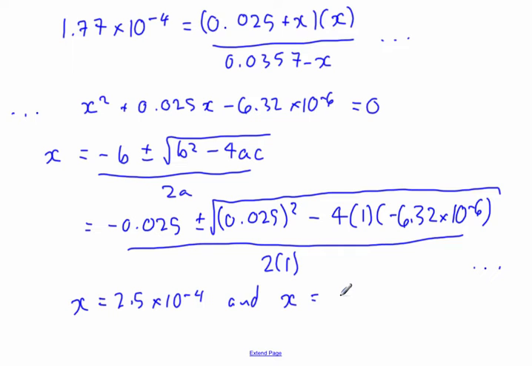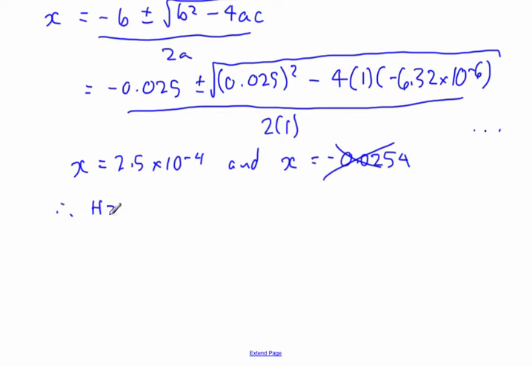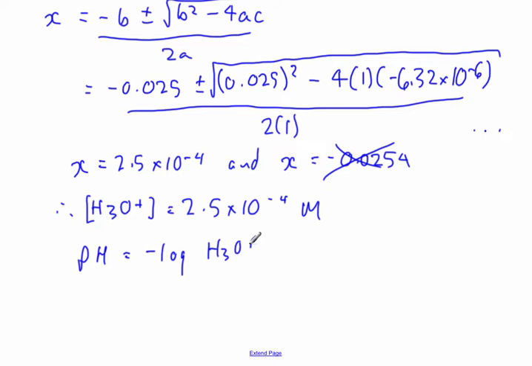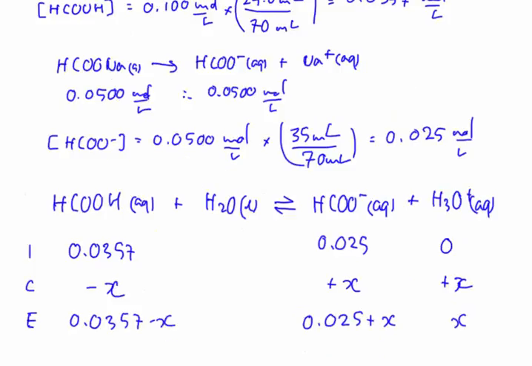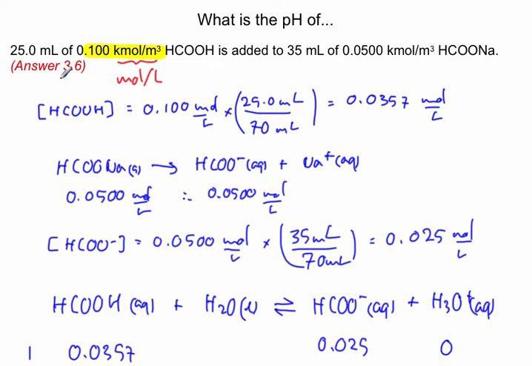In this case, a negative x cannot be plausible because it does represent hydronium ion concentration. So we'll take the positive value, 2.5 times 10 to the minus 4 moles per liter, and from that we simply plug into the pH expression. pH equals negative log hydronium. We get a pH of 3.60, which you were told in the top of the question was the actual answer.